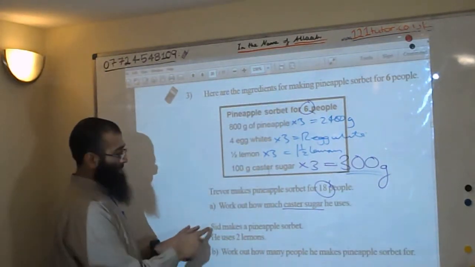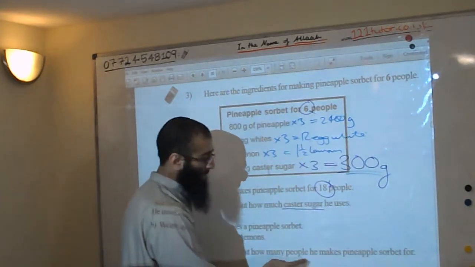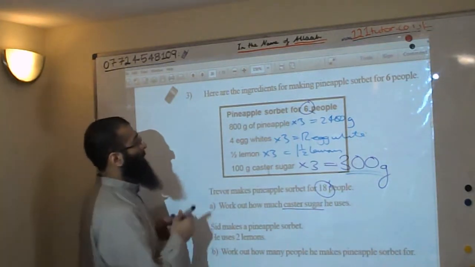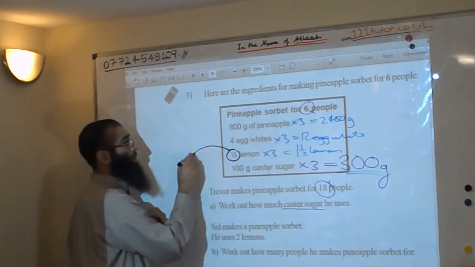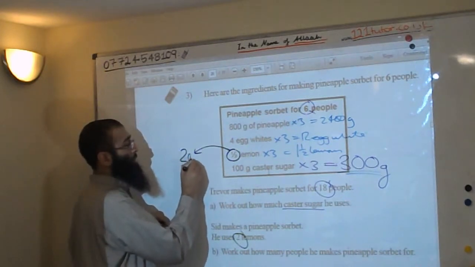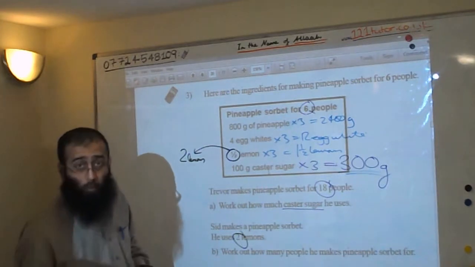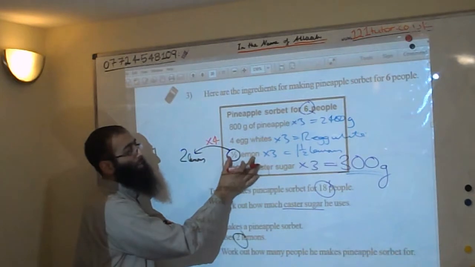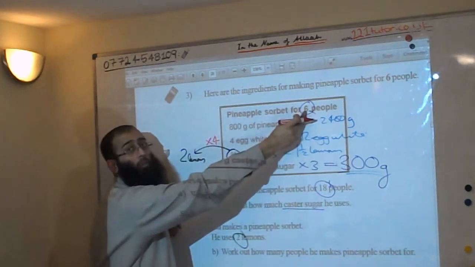The next question. Sid makes a pineapple sorbet. He uses 2 lemons. Work out how many people he makes pineapple sorbet for. He uses 2 lemons. So we know that we use half a lemon for 6 people. So to get from half a lemon to 2 lemons, what do we do? We multiply by 4. If you multiply this one part of the ingredient by 4, you're going to multiply everything by 4, and multiply that by 4 as well.